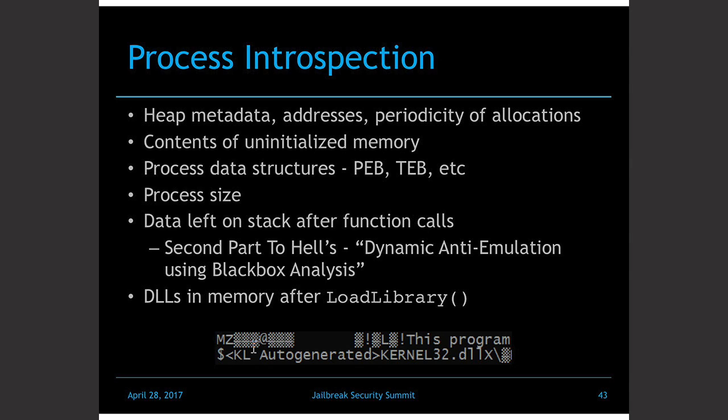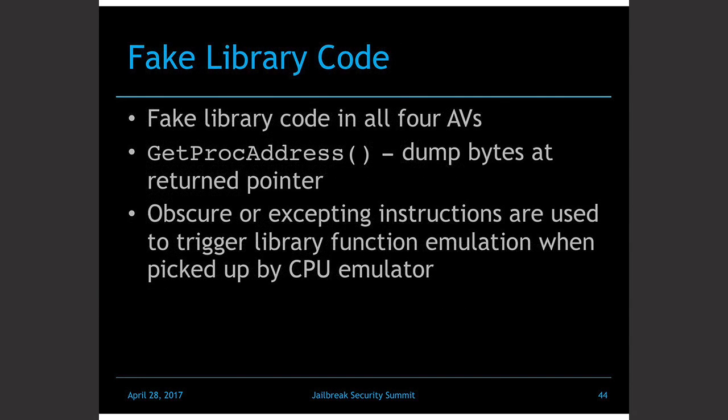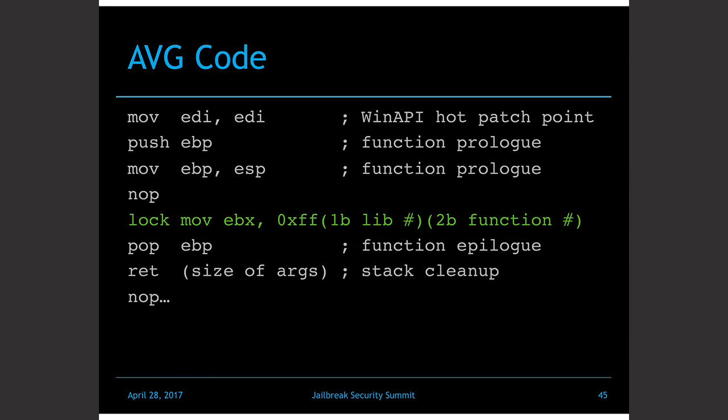The heap metadata, the periodicity of allocations on the heap, bizarre structures on the PEB, data left on the stack from function calls, DLLs in memory. Fake library code, we showed a bit of that with VBA, dumping code at a call to GetProcAddress, what actually is there. And again, I said we were going to talk about what those nonsensical, bizarre instructions mean. What these actually are is, this is such a strange instruction in AVG: lock mov EBX, and hex FF, 1 byte that is unique per library. So kernel32 all has 1 byte there, and advapi has a different byte there.